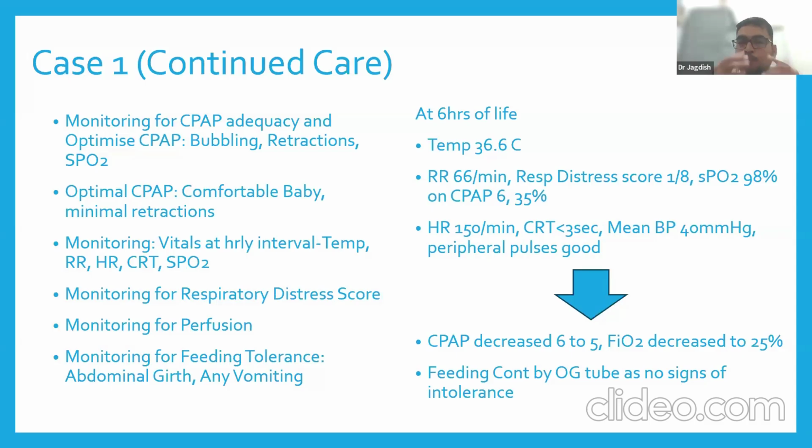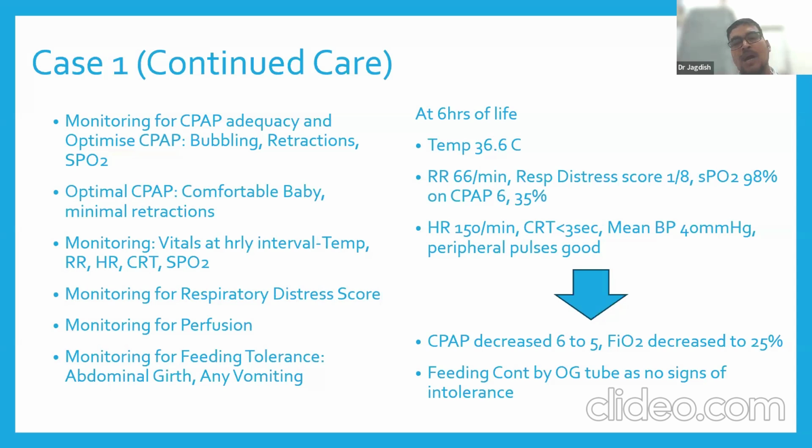So we need to avoid the nasal sparing part and rest for the other 4 parameters. That's why my maximum score is 8. So here the SS score is now 1 by 8 with CPAP of 6 and 35%. That means my respiratory distress has gradually come down and it is settling at 6 and 35%. This may be the highest requirement.